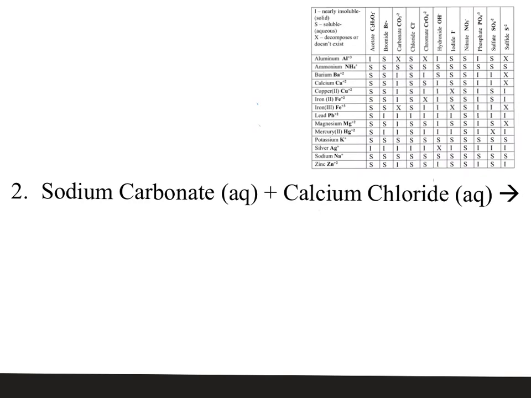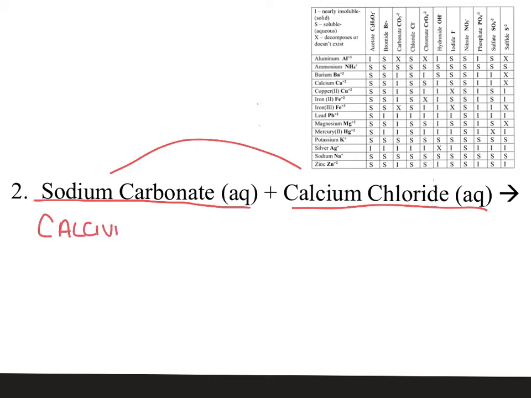Looking at question number 2, we have sodium carbonate trying to react with calcium chloride. If those are going to go through a double replacement reaction, calcium and sodium are going to switch spots. So now instead of sodium carbonate, you're going to have calcium carbonate. Now I don't know if that's going to be a solid or aqueous yet, but I'll figure that out from my chart once I'm ready. But the other thing that's going to be created is sodium and chloride coming together. So sodium and chloride.